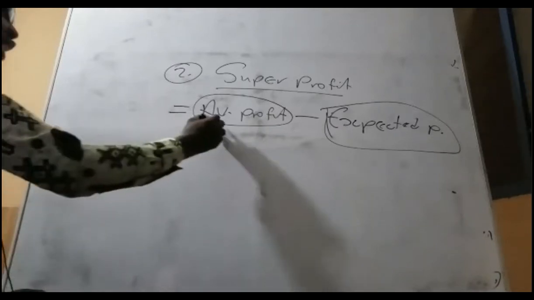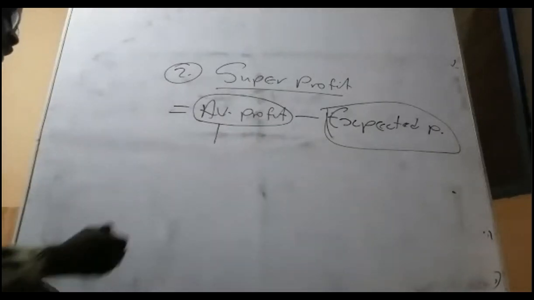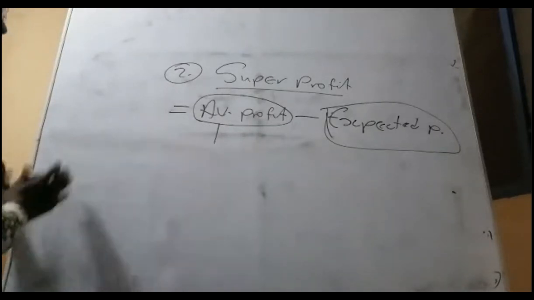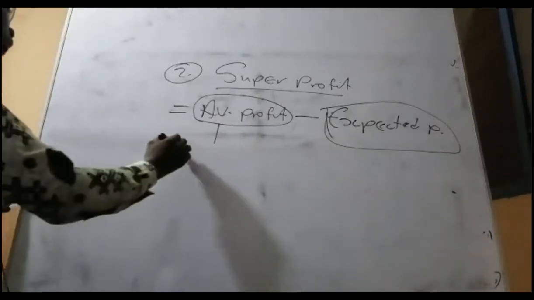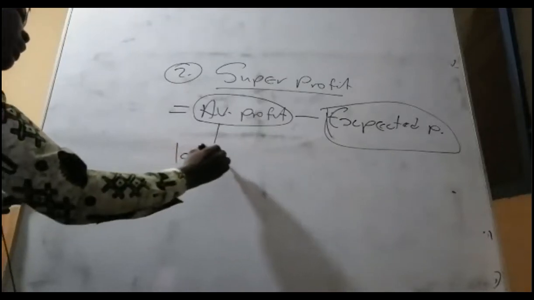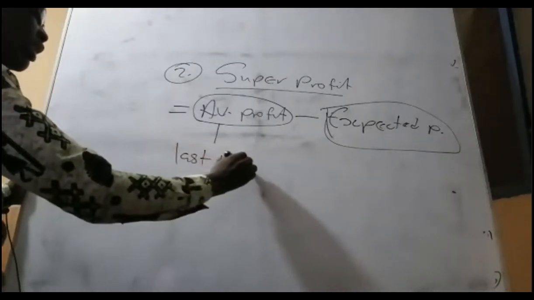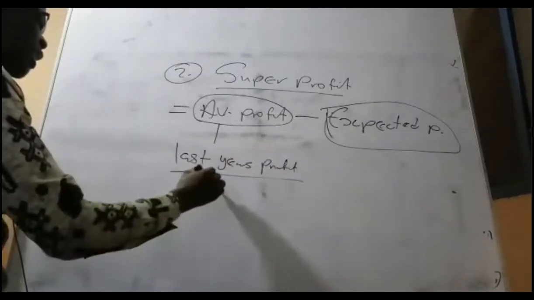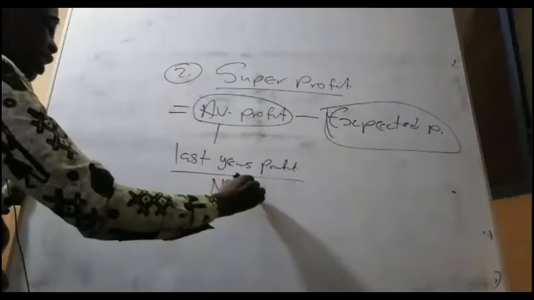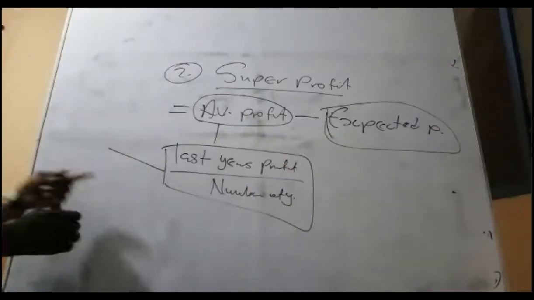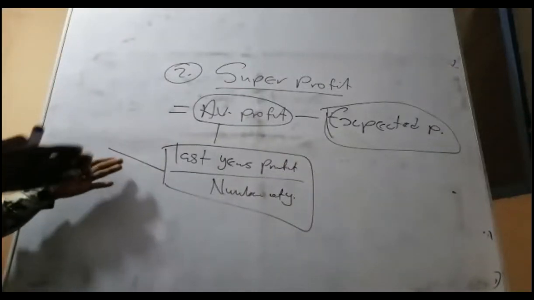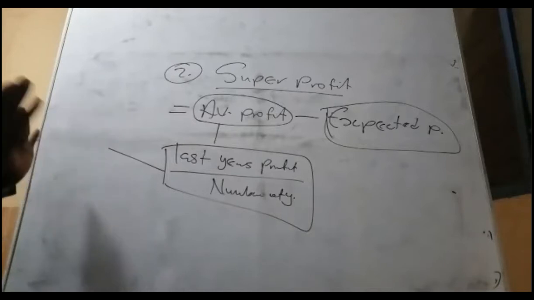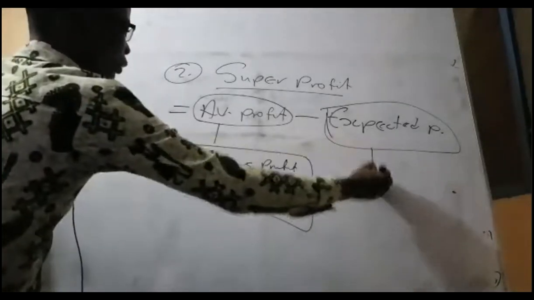So to get the average profit, the average profit is nothing but the total of last years' profit divided by the number of years. That is all. That is the average profit. It is the same as what we did previously, just recently. Perfect. What is expected profit?